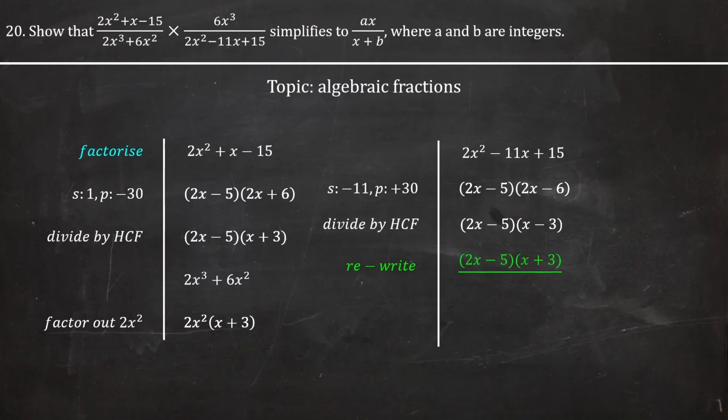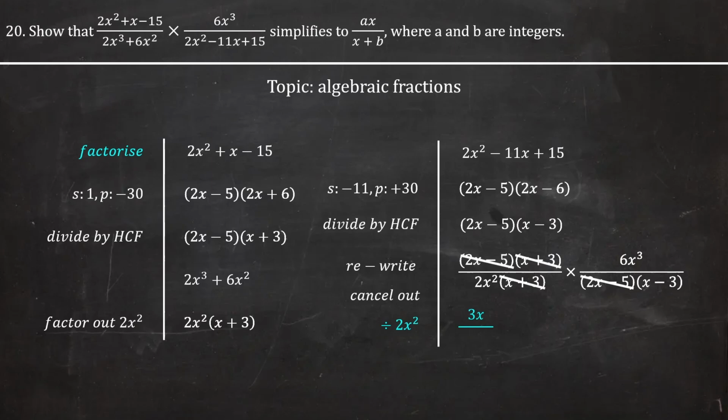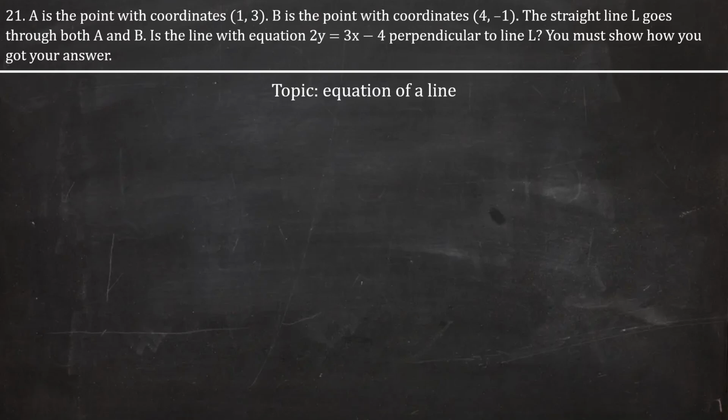We've done everything, now we're going to rewrite the question with everything. So we're going to get 2x minus 5, x plus 3 over 2x squared, x plus 3 times 6x cubed over 2x minus 5, x minus 3. We rewrote them, now we can cancel out brackets that show up on numerator and denominator. So there is a 2x minus 5 and an x plus 3. We cancel those out. Now to finish the question, we can divide top and bottom by 2x squared because 6x cubed and 2x squared both are divisible by that, which gives me 3x on the top, x minus 3 in the bottom, final answer.